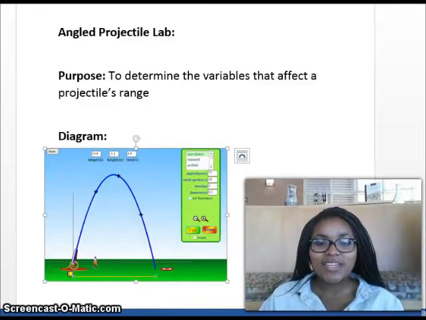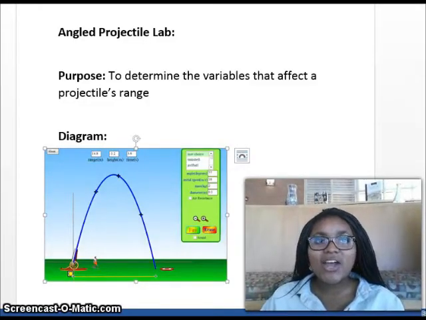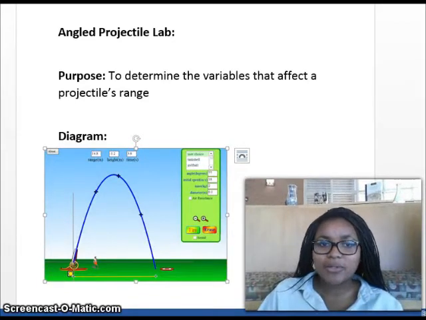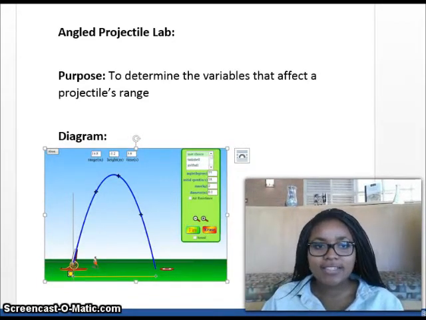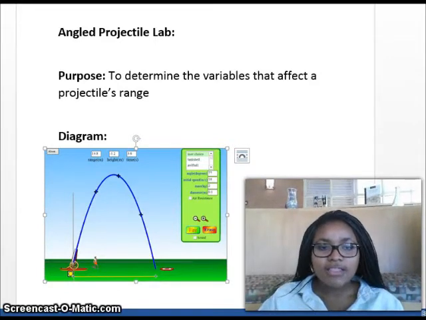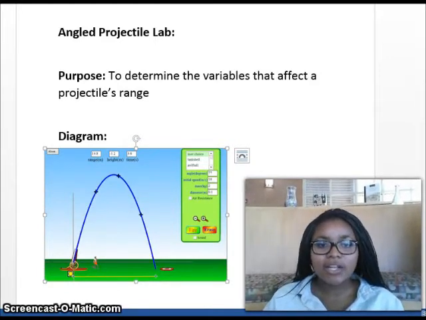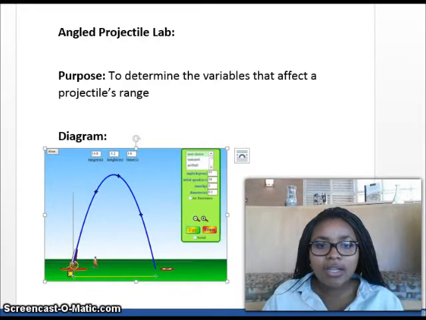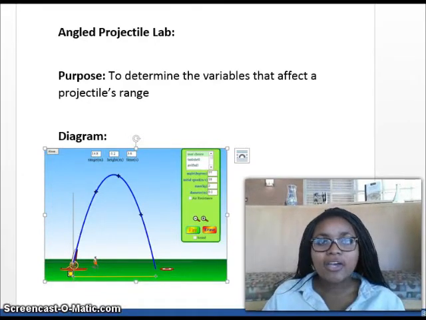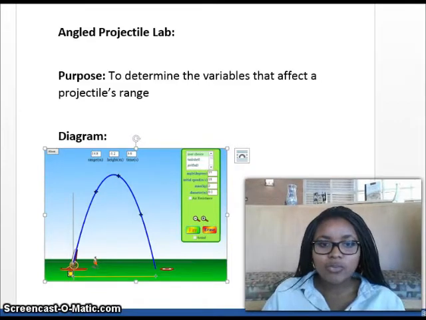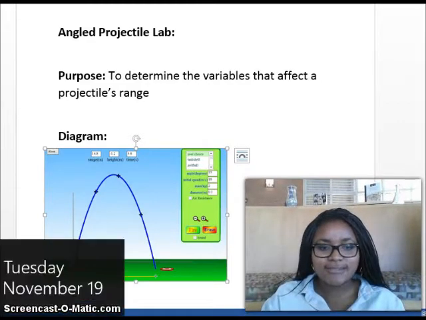Hello, my name is Colby and I am working with Brian, and our lab is the Angled Projectile Motion Lab. The purpose is to determine the variables that affect a projectile's range. This is a diagram we created, and the range depends on the angle, initial speed, mass, and diameter, and our initial trials will neglect air resistance.